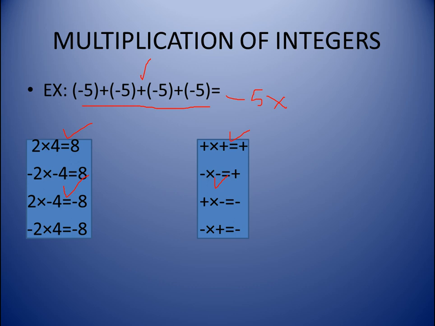So, for the short method, minus 5 is added 4 times. So, minus 5 into 4 is equal to minus 20. See, this is the short method.